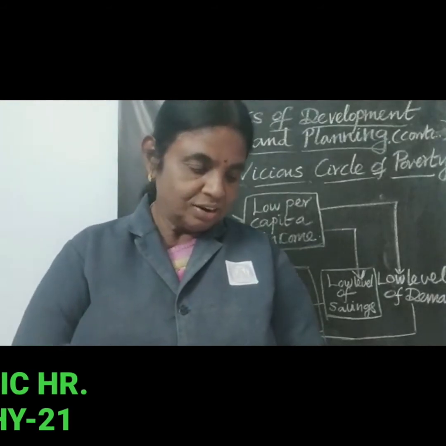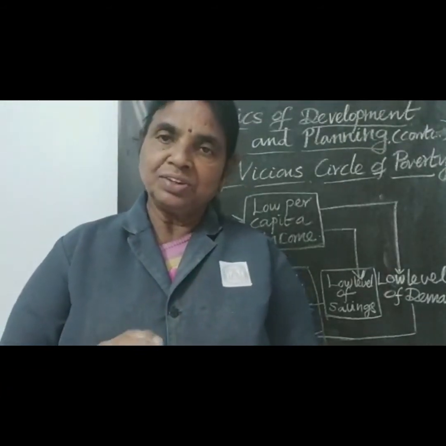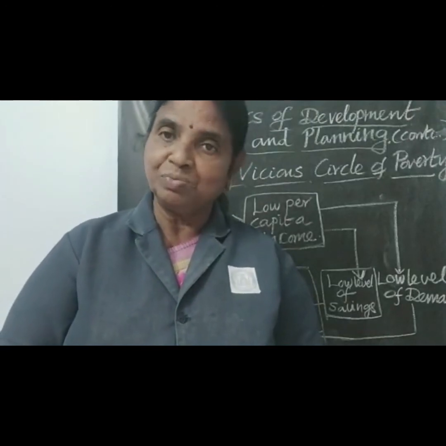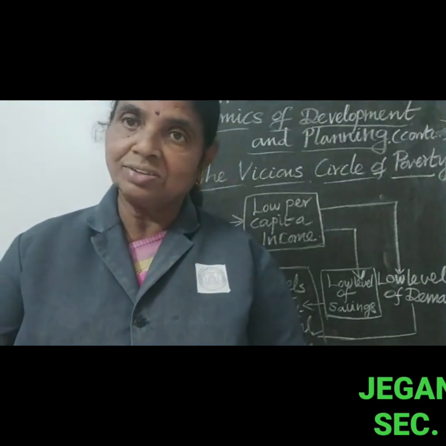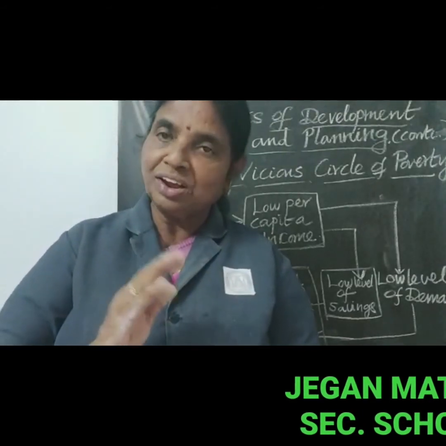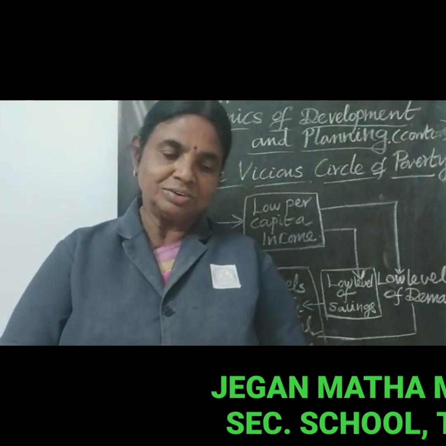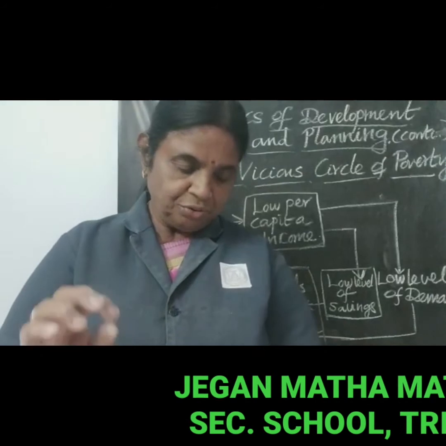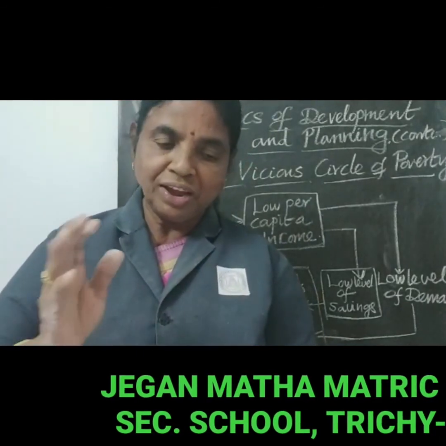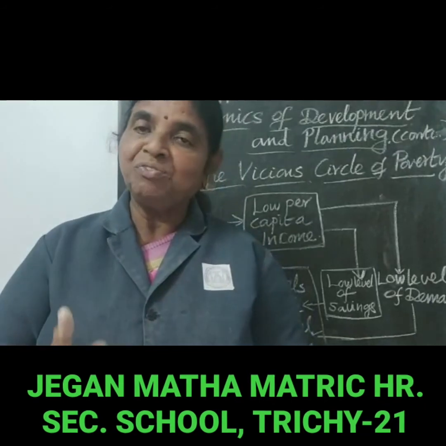Secondly, to break the vicious circle on the demand side, Nurkse suggested the strategy of balanced growth. If investment is made in several industries simultaneously, the workers employed in various industries will become consumers of each other's products and will create demand for one another.